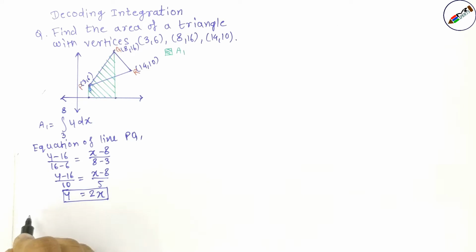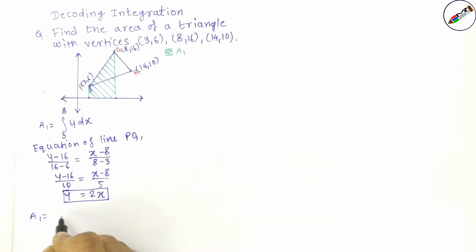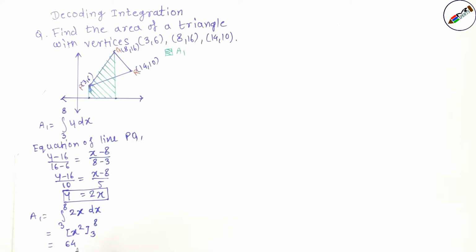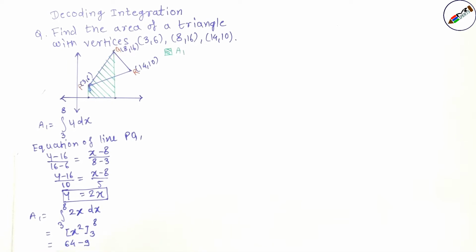So A1 will be equal to integration from 3 to 8 for 2x dx. So simply the integration is x square from 3 to 8, which will be 64 minus 9 is equal to 55 square units.